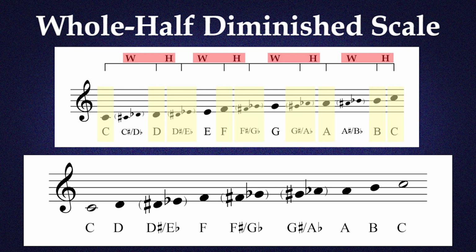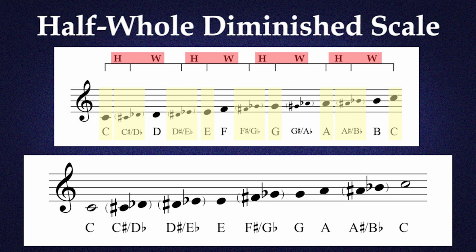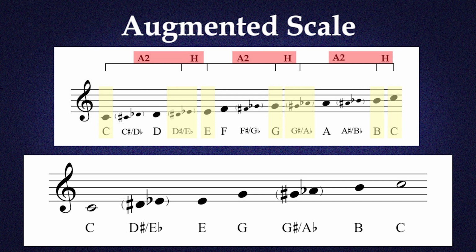The whole half diminished scale uses a whole step, then a half step repeatedly. The half whole diminished scale uses a half step, then a whole step repeatedly. The augmented scale uses an augmented second, then a half step repeatedly.